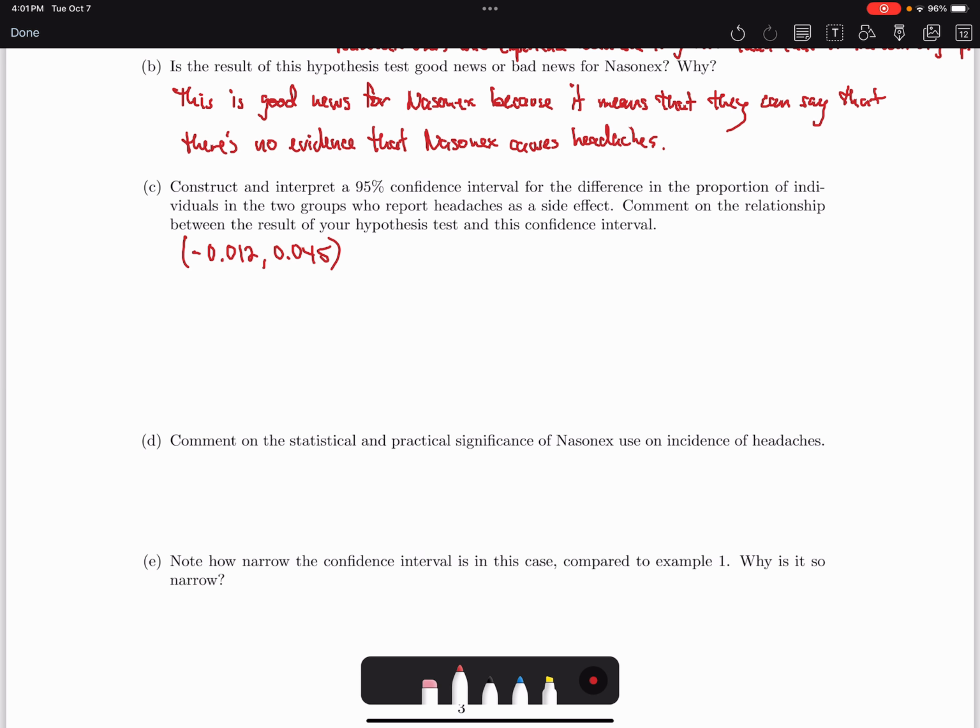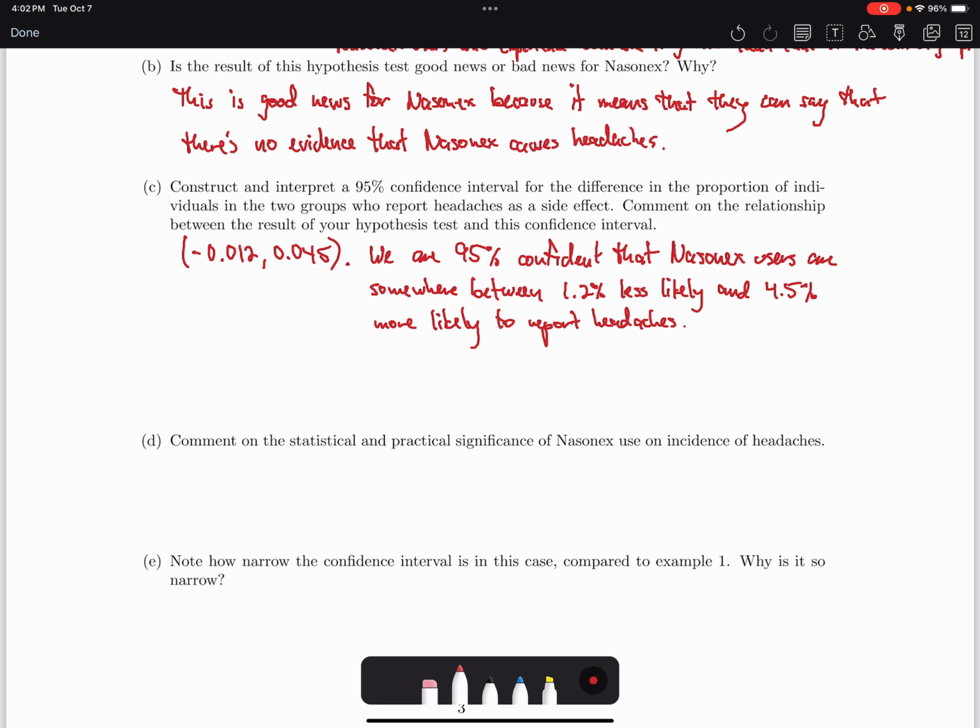Okay, so there's our interval. So the interpretation of this, now this is a little bit tricky, but remember, this interval is supposed to be an estimate of the difference between P1 and P2. So what we're saying is that P1 could be anywhere between 1.2%, so what we could say is that Nasonex users are somewhere between 1.2% less likely and 4.5% more likely to experience headaches as a side effect of using Nasonex, right?